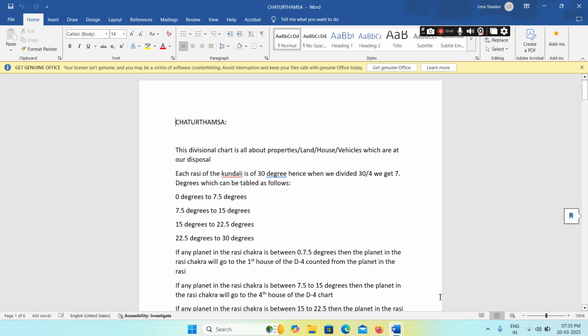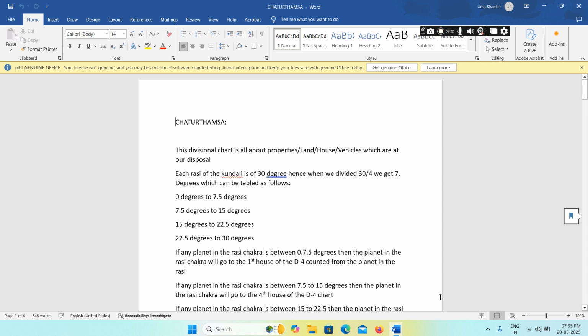We know that each Rashi is divided into 30 degrees. So we have 12 Rashis of 30 degrees each, that is 360 degrees, which is the circumference of the earth. In order to create a D4 chart, we need to divide this 30 degrees by 4. Chatur, 4. Chaturthamsa. By 4 we have to divide. When we divide 30 degrees by 4, we get 7.5 degrees.